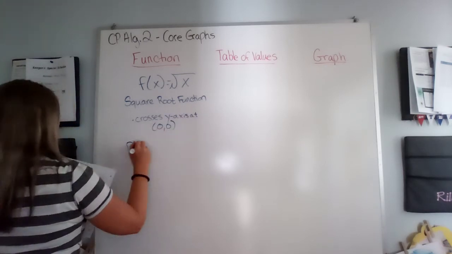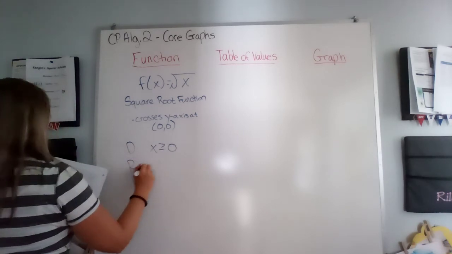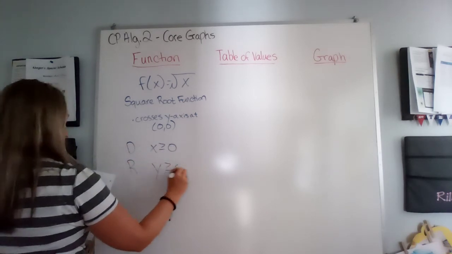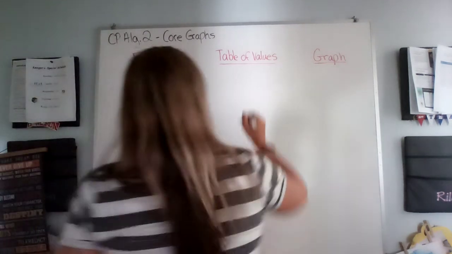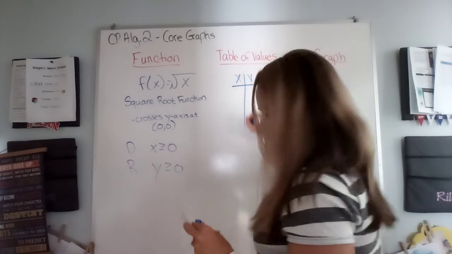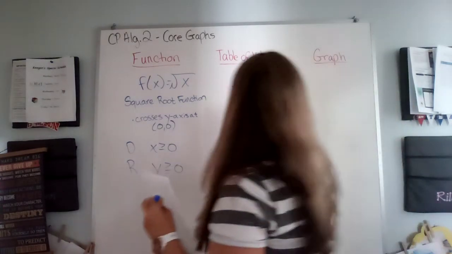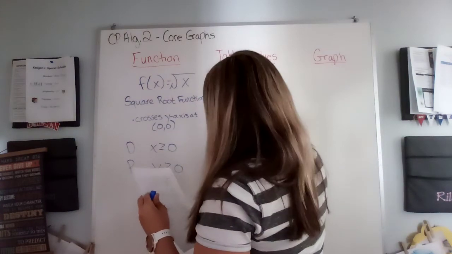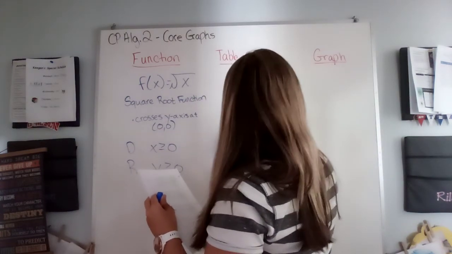The domain, x has to be greater than or equal to 0, and the range, y has to be greater than or equal to 0. Okay. Your table of values, we're going to take a look at -2, -1, 0, 1, and 4.